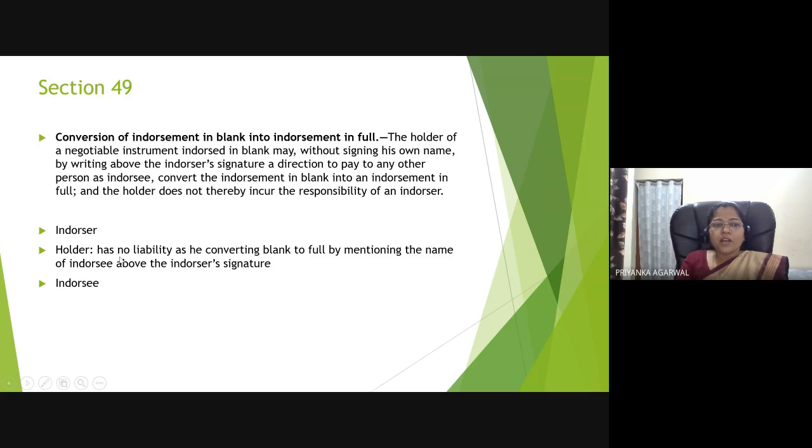See, the holder has no liability as he is converting blank to full by mentioning the name of the endorsee above the endorser's signature. This is what I was saying about.